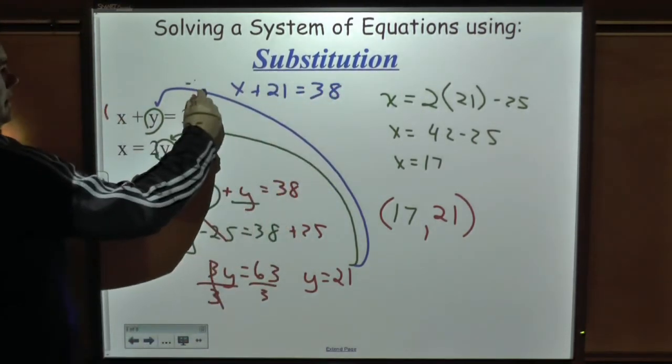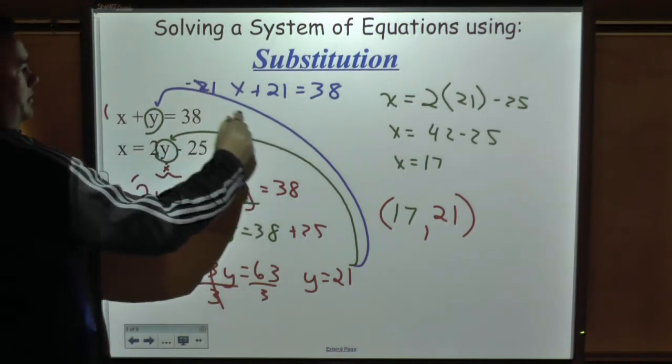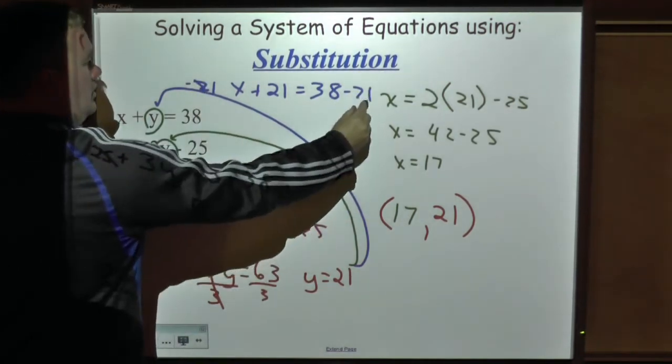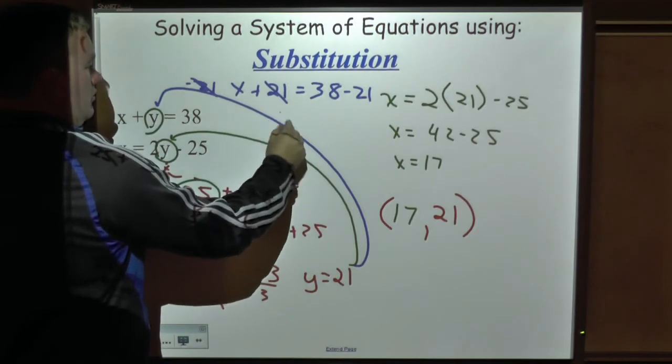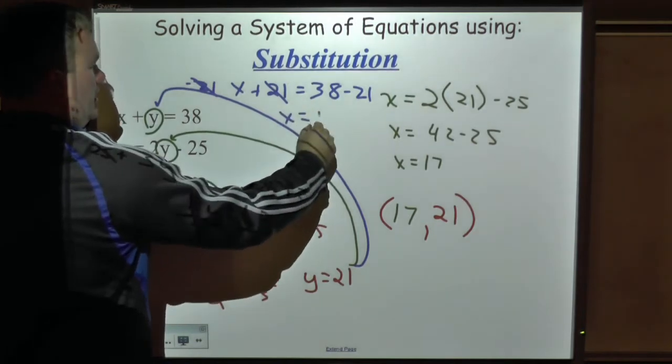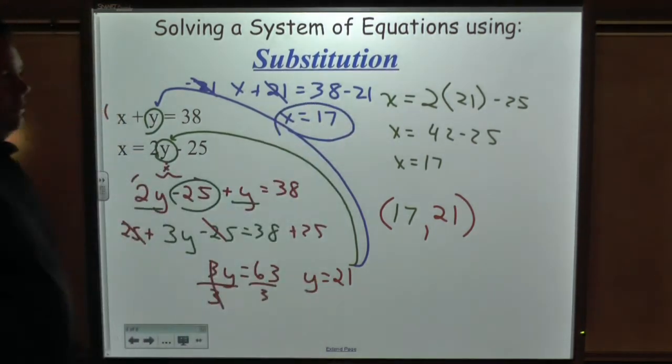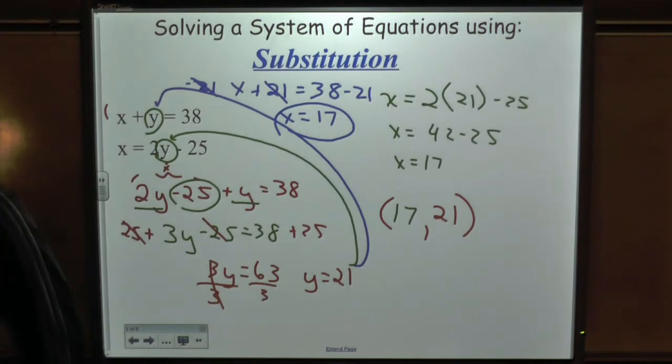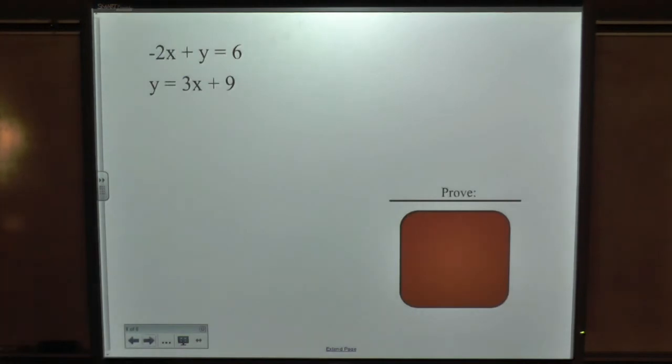At this point, I just add negative 21 to both sides. And as you can tell, negative 21 plus 21 is 0. 38 minus 21 is also 17. That's the nice thing about a system of equations. Both equations are working together to get the same answer. All right. Let's move on to the next one.